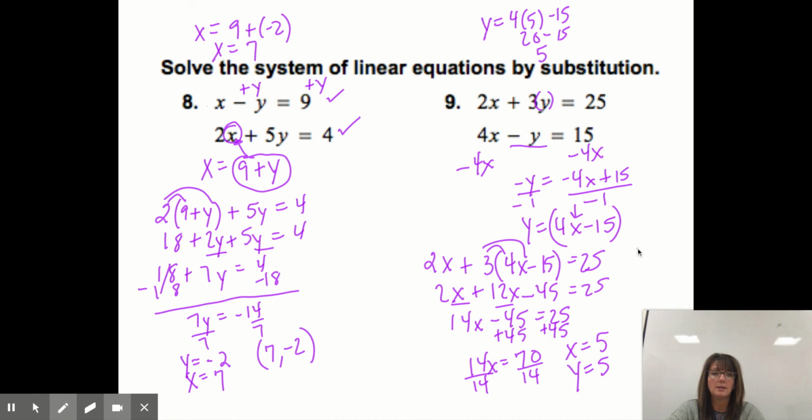Our solution is the ordered pair 5, 5, and then we test it out. 2 times 5 is 10, 3 times 5 is 15, 10 plus 15 is equal to 25. 4 times 5 is 20, 20 minus 5 is 15, and we know that it's true. So that's the very most important step, is to check your solution to make sure that it is true.